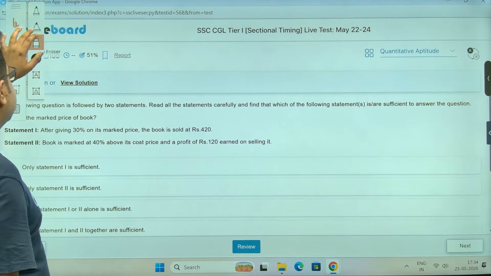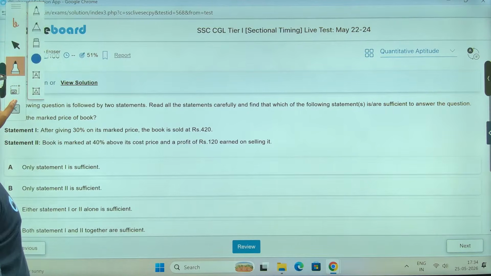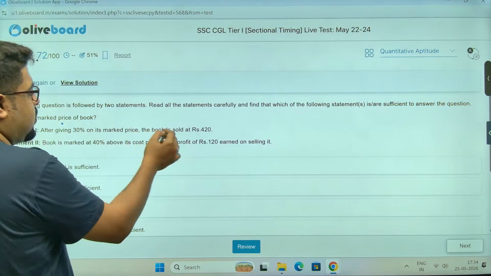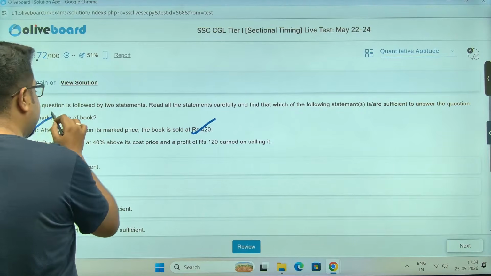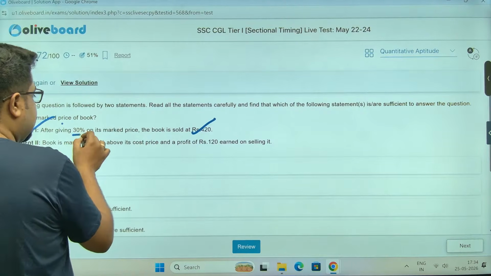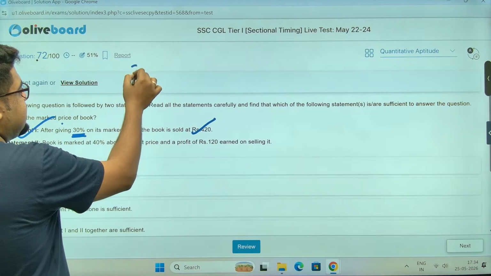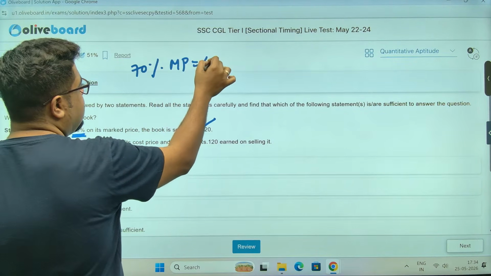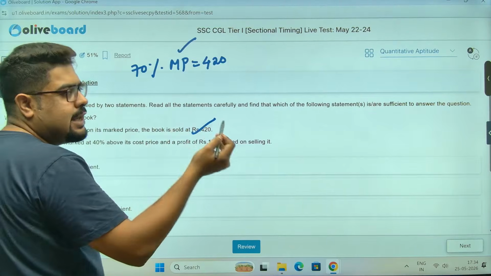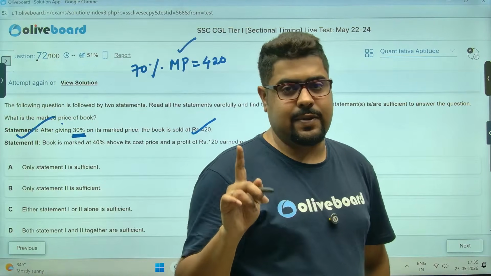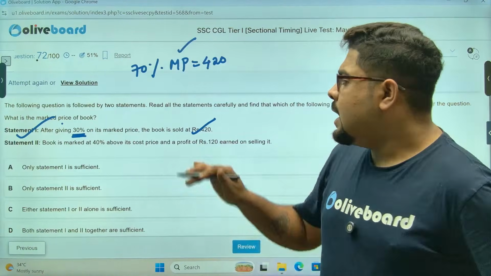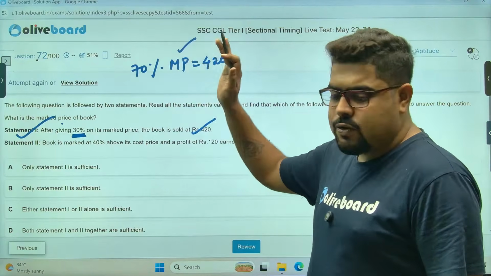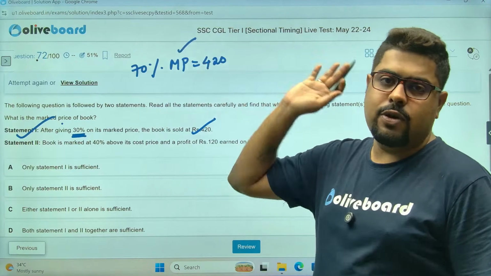Data sufficiency. Mark price, MP, they are asking. 30% discount, sold at this. Sir, again, I can figure out MP from here. Because 30% discount on this, meaning 70% of MP is given as 420. So from there, I can very easily find MP. Again, DS questions, data sufficiency questions. You don't need to find MP. You just need to figure out whether the MP can be found or not.